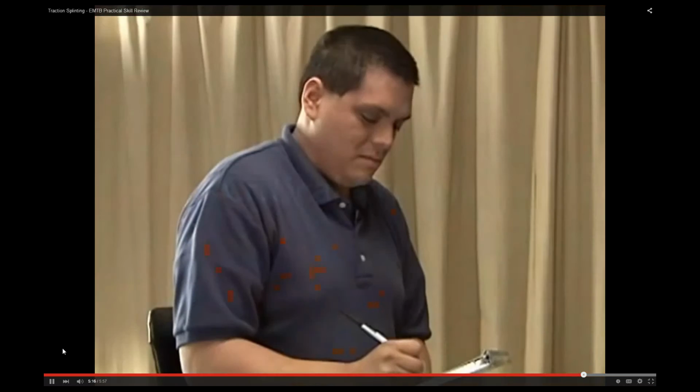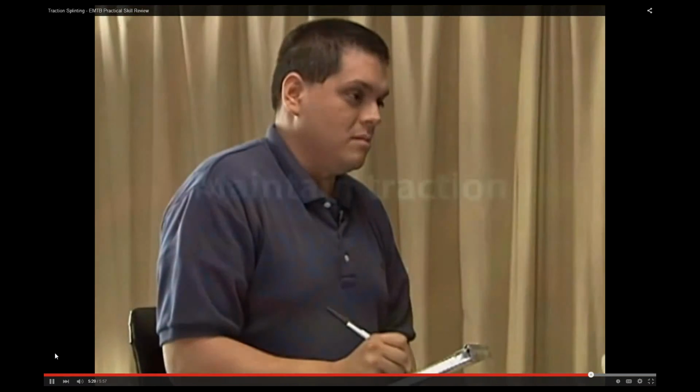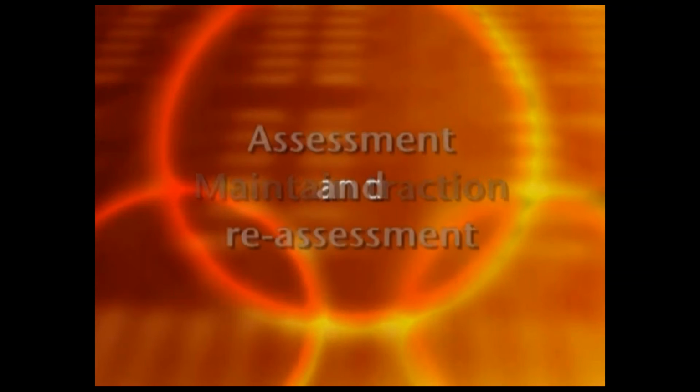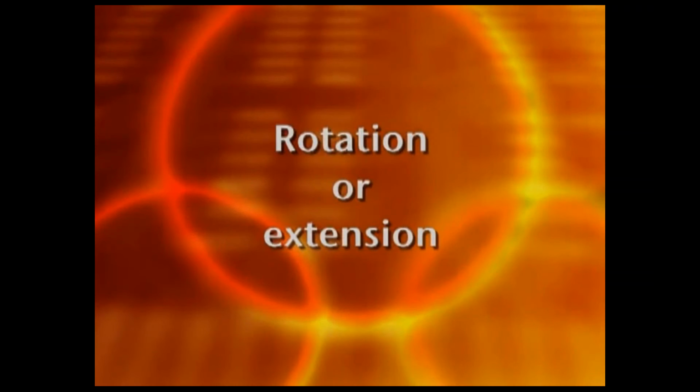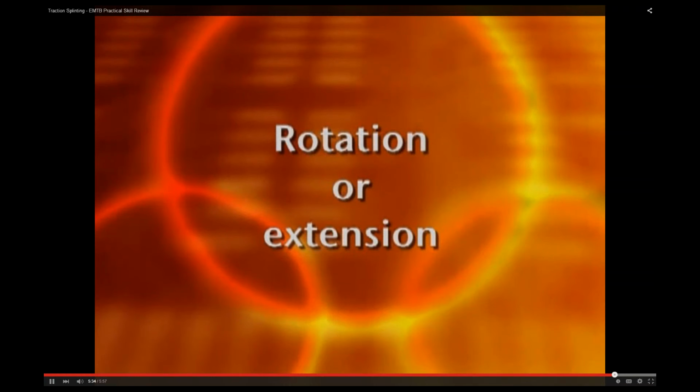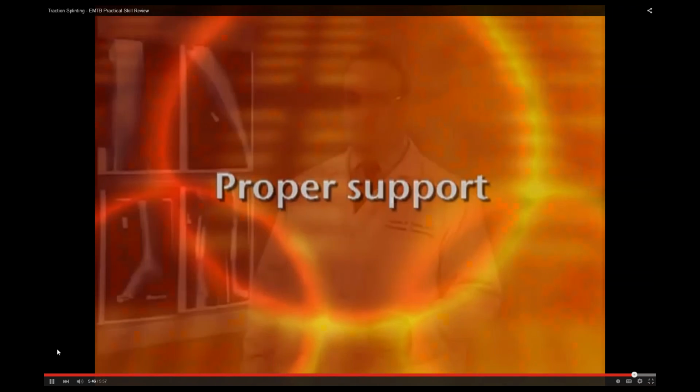The examiner checks the candidate's performance against the critical criteria for the station. Items at this station that would result in failure include failing to maintain proper traction once it is applied, failing to assess and reassess motor, sensory, and distal circulatory function, excessively rotating or extending the foot after the splint was applied, failing to secure the ischial strap before applying traction, and failing to support the femur or to prevent rotation of the injured leg.